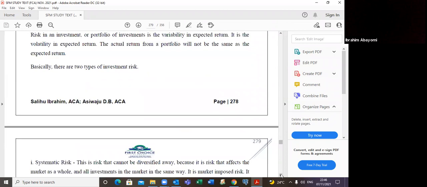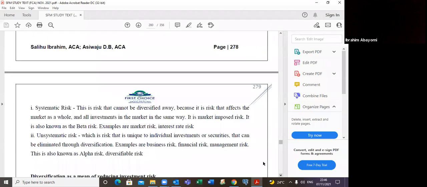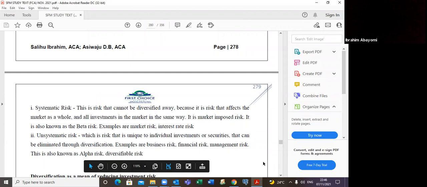When we say correlation, generally, what correlation measures is the degree of movement of the return of the investments that make up the portfolio. Correlation measures the degree of movement of the investment return of all the investments that make up the portfolio.